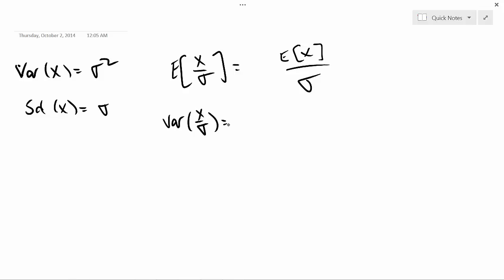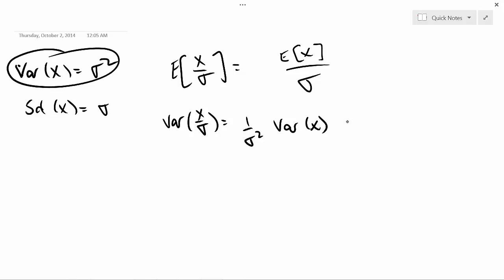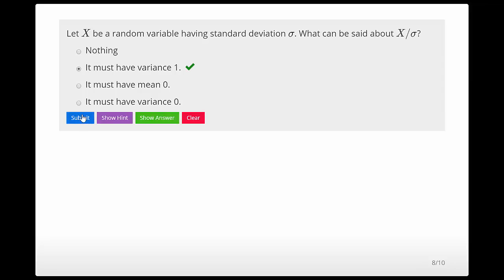Okay, now what about the variance of x over sigma? Well, remember when we pull a factor out of a variance, it gets squared, so that's 1 over sigma squared times the variance of x. Oh, but we wrote that down over there, that's sigma squared. So it's sigma squared over sigma squared, which is 1. Well, that was one of the answers, that it has to have variance 1. So let's try that. Must have variance 1. Submit. There you go.